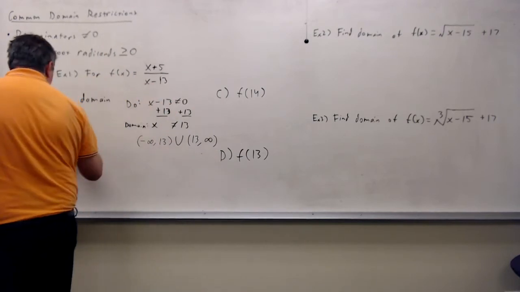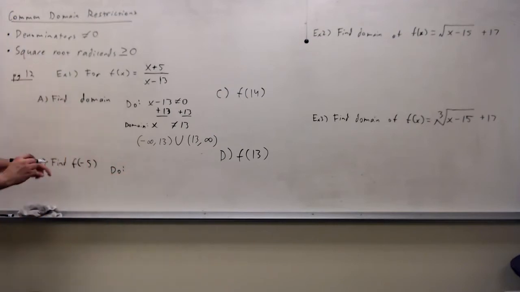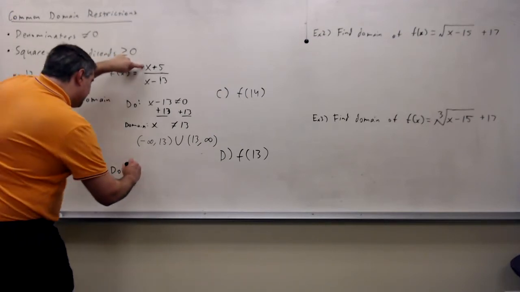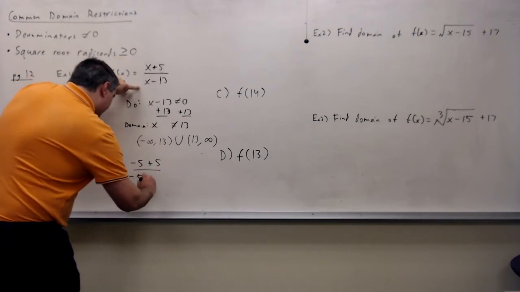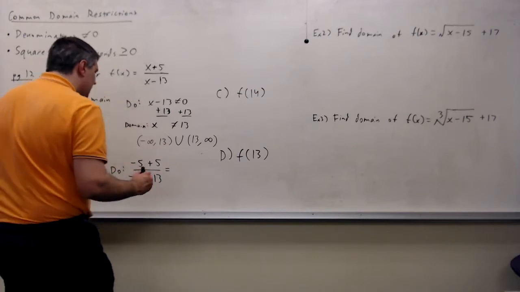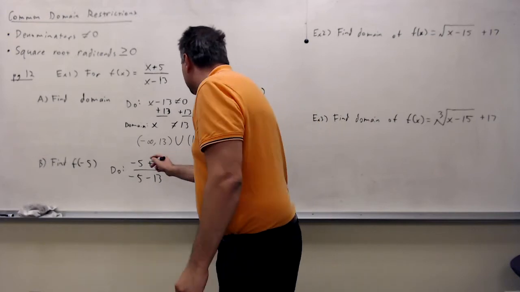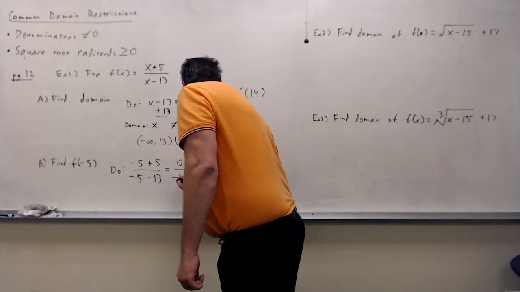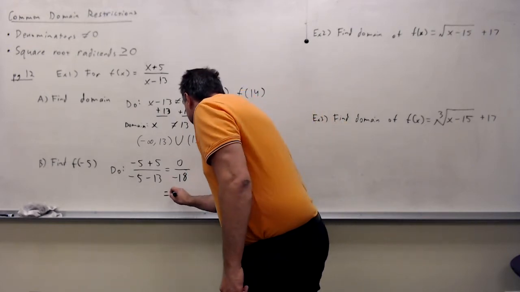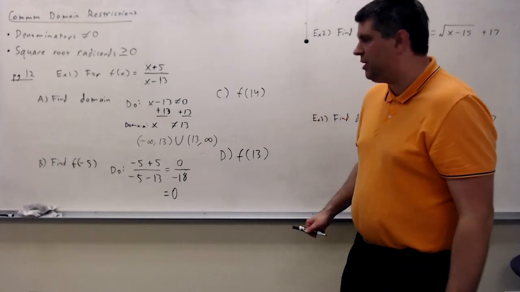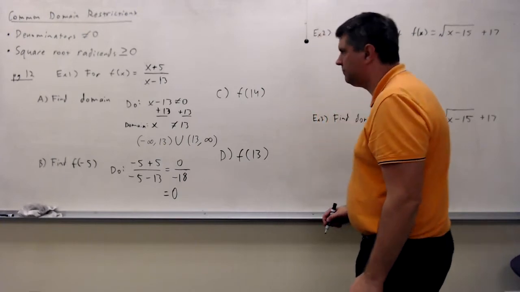Okay, f of negative 5. Here I'm finding a function value. So I include everything. I replace x with negative 5. And I'm not going to break this up into top and bottom because it's just an addition and a subtraction. So that's 0, and that's negative 18. And 0 divided by any non-zero value is 0. Okay? Numerators can be 0. Denominators cannot be 0.